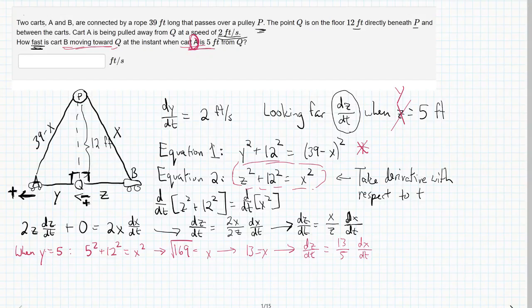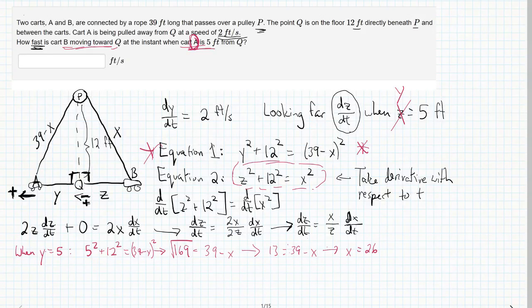We have 5 squared plus 12 squared. Once again, we're using equation 1. So that equals, instead of x squared, 39 minus x squared. So that means when we go here, oops, my apologies once again. So the square root of 169 equals 39 minus x. And so that means 13 equals 39 minus x. So in that case, we get x equals 26. You add x over to the left-hand side and subtract 13.